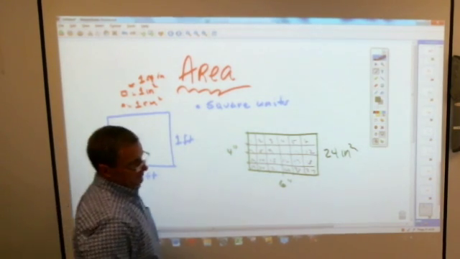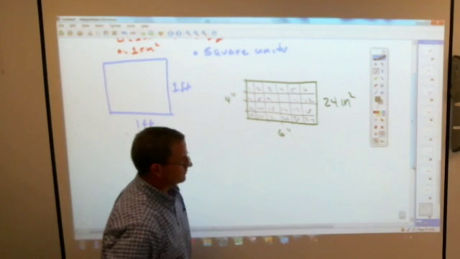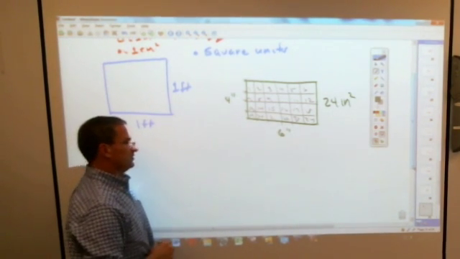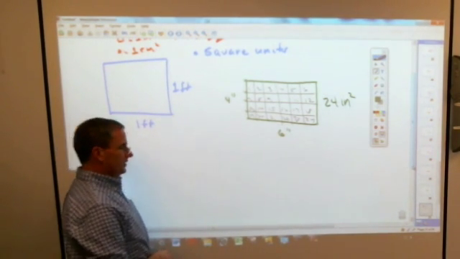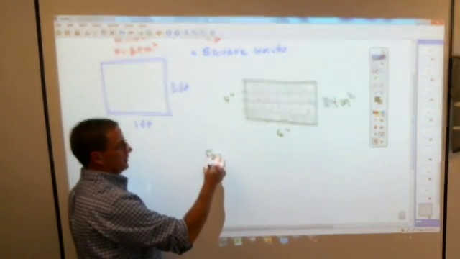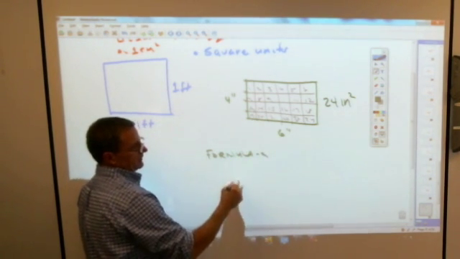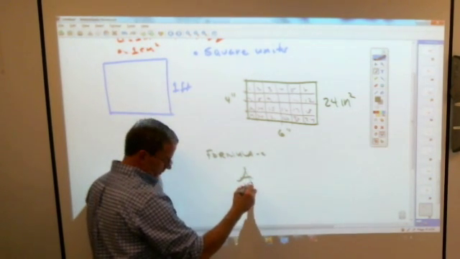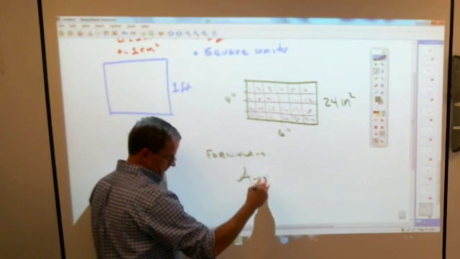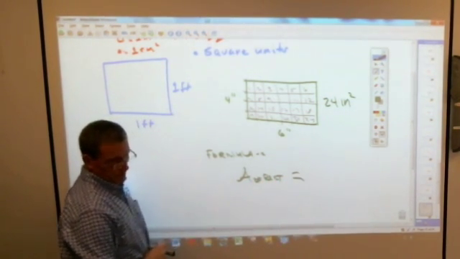And then, of course, you're thinking there's got to be an easier way. I don't want to have to draw that, do I? Somebody just say, no, I don't want to draw. Because you don't want to draw it, we have what we call our little formula for area of rectangles. The area of a rectangle equals, who knows what the area formula for the area of a rectangle is?